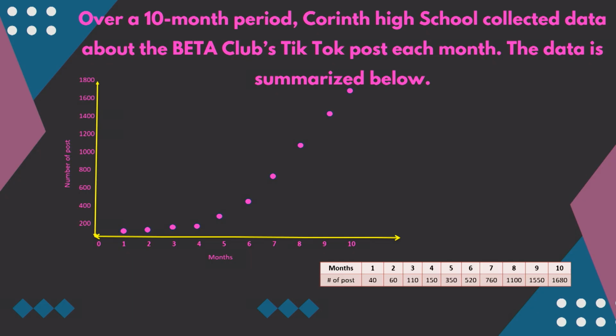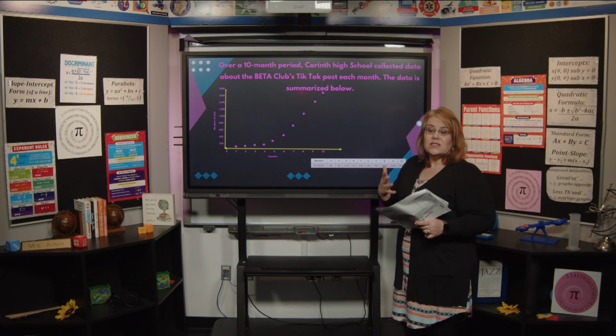Over a 10-month period, Corinth High School collected data about the Beta Club's TikTok posts each month. The data is summarized below. So here we go. We have a graph and we have our table. In our first month, it says we have 40, the second month, 60, the third, the fourth, and so on. So what we need to do now is see, is this linear or is this exponential?